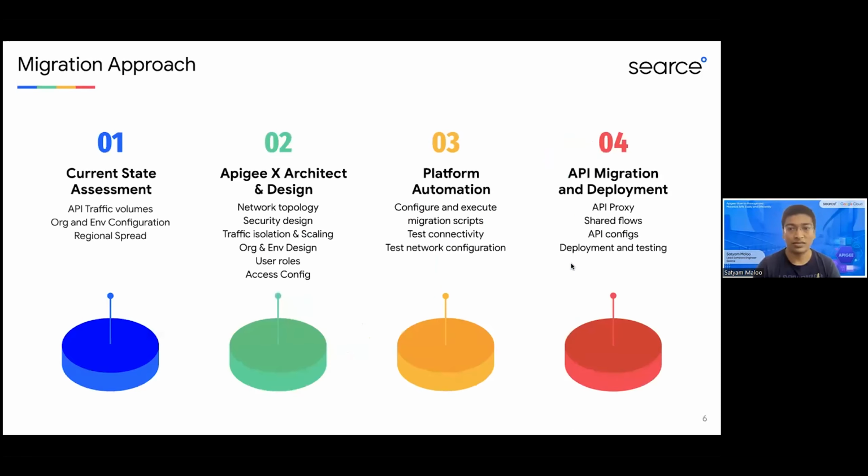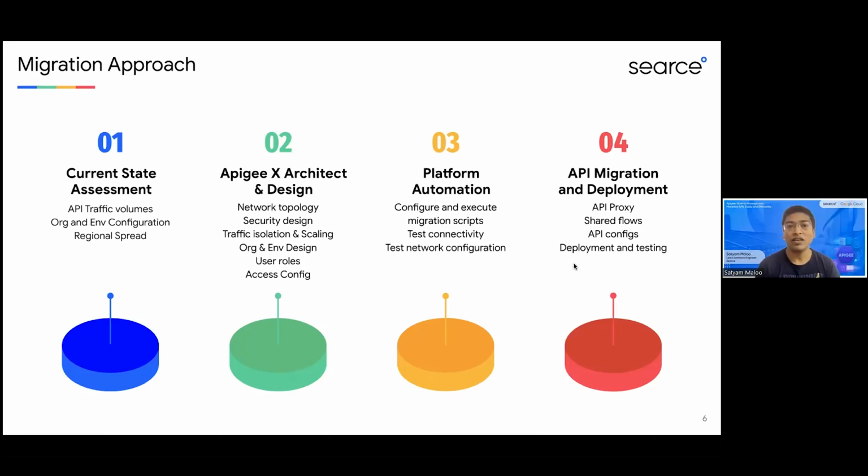Next one is the migration approach we have. Currently Apigee as an organization is migrating from on-prem and H2, and they have this new Apigee X that has come in, which is quite popular now. So what we do when it comes to migration is we look at your current state. We do a current state assessment, look at your API traffic volumes, how you have created your organizations, environments, and your regional spread in Apigee. We then help you design your Apigee X architecture.